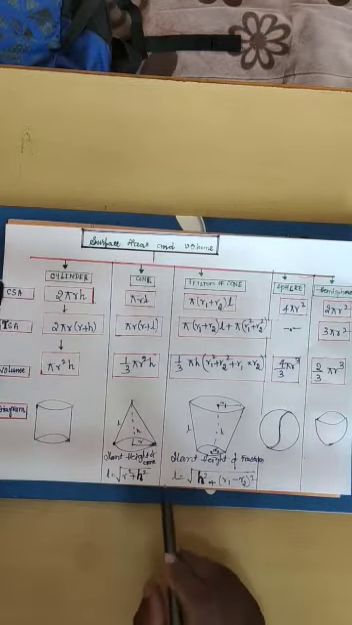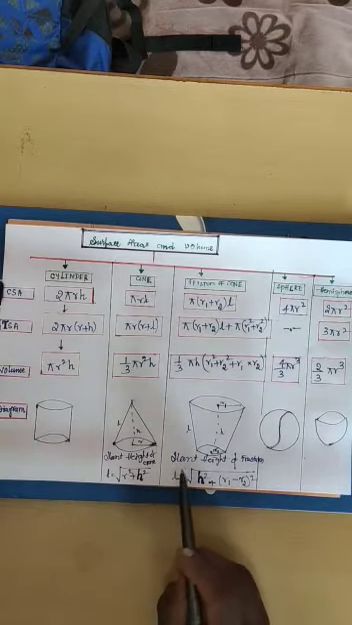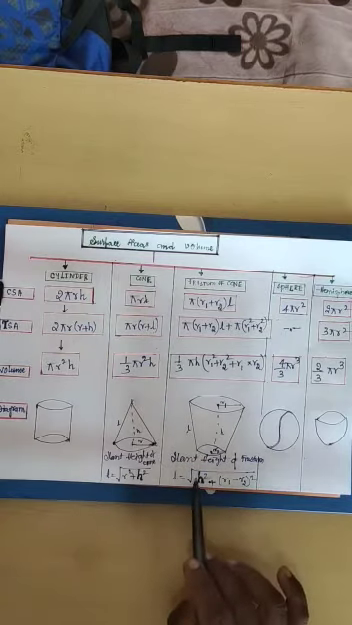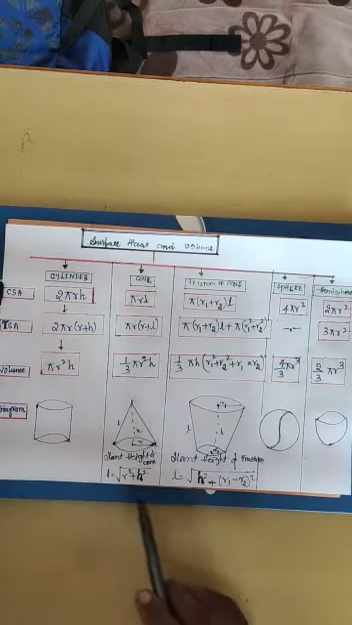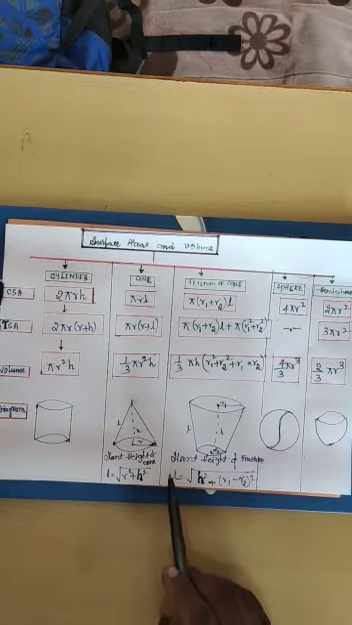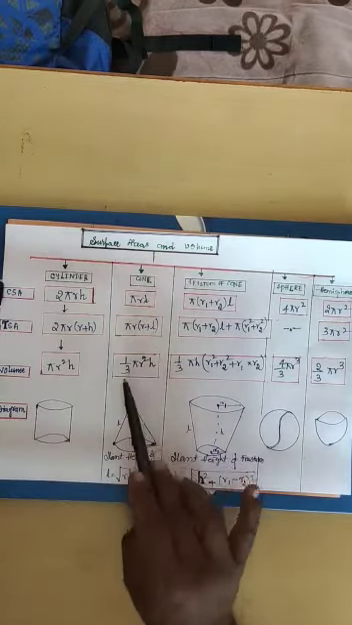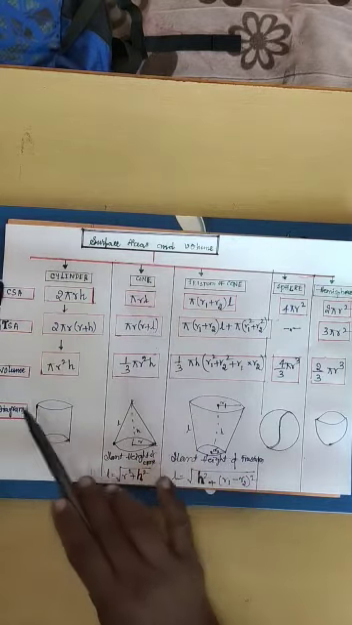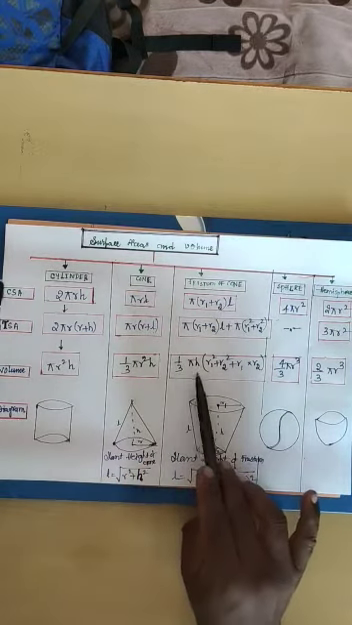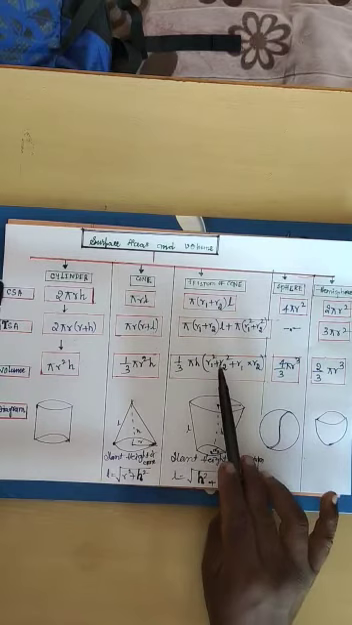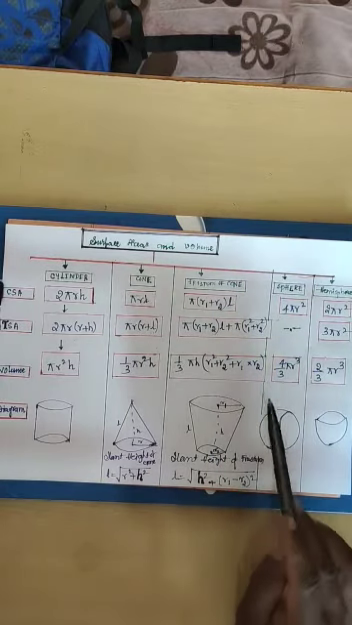Can you identify the slant height of the given cone and frustum? I will repeat once again, so please listen to me carefully, children. Volume of cone is 1 by 3 pi r square h, and volume of frustum is 1 by 3 pi h into r1 square plus r2 square plus r1 into r2.